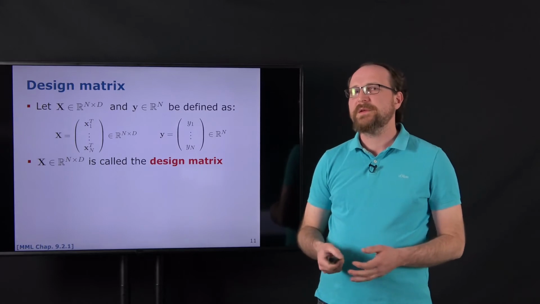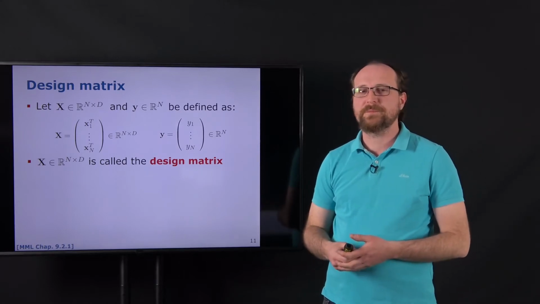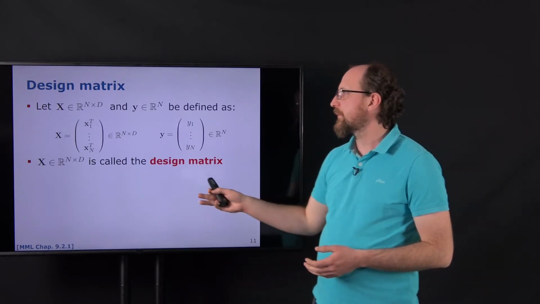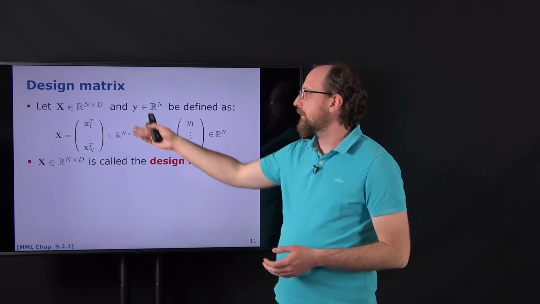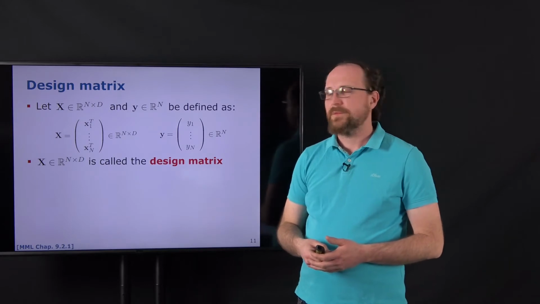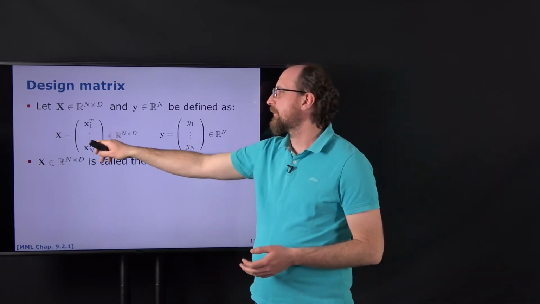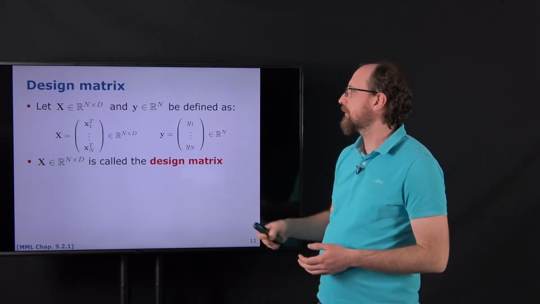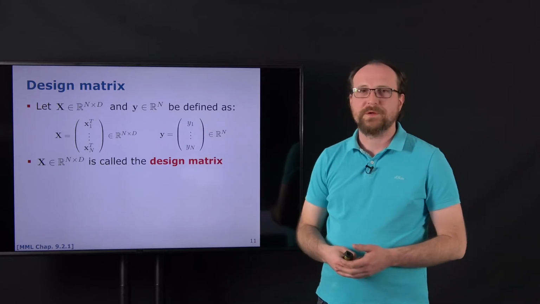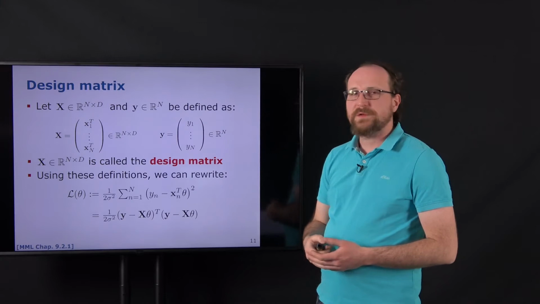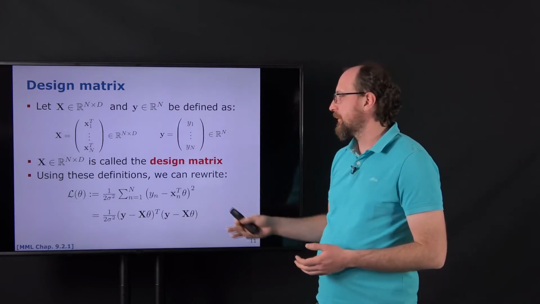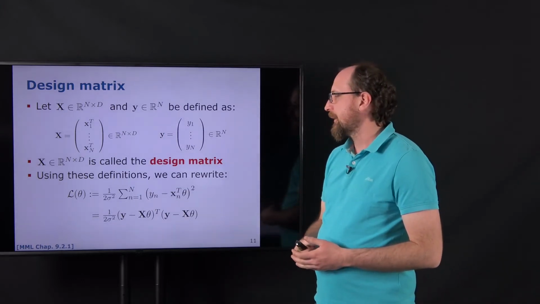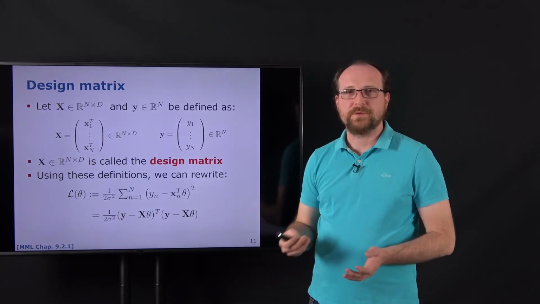To make the notation a little bit easier also for the upcoming derivations, we are now defining two terms. The first term is the so-called design matrix, which is given by turning all the examples from the training set into a matrix where each feature vector is a row of this X matrix. The same we are doing for the targets, so we are building a column vector where we have all the targets organized like this. When we use these definitions, we can then turn this sum into a product of two matrices, and we get a little bit shorter notation.